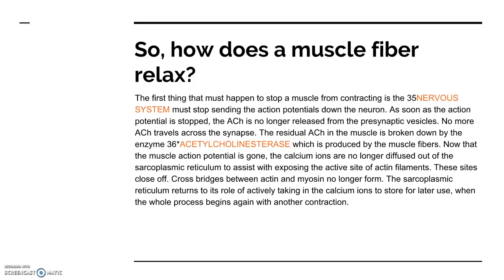Now that the muscle action potential's gone, the calcium ions are no longer being diffused out of the sarcoplasmic reticulum to help out with exposing the active site of the actin filaments. These sites then close off. Cross bridges between actin and myosin can no longer form. The sarcoplasmic reticulum returns to its previous role of actively taking in calcium ions to store them for later use when the whole process is going to start all over again with another muscle contraction.